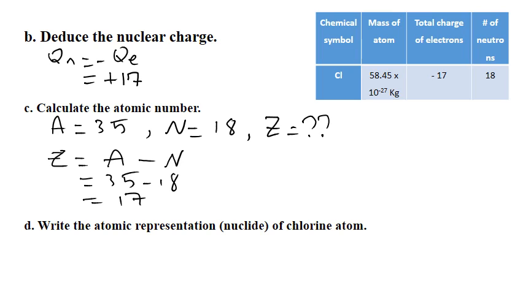Very good. Last one. Write the atomic representation, the nuclide, of chlorine atom. What should we write below? 17, which is the atomic number, and above 35, which is the mass number.